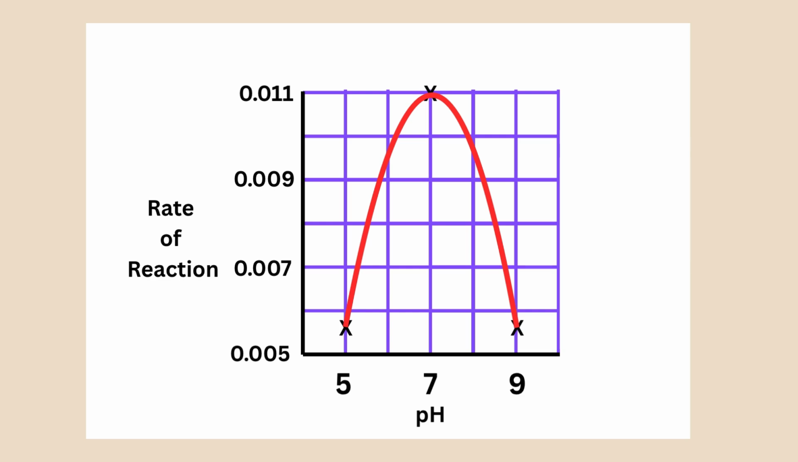Finally, we've plotted a graph of rate of reaction against pH, and you can see the rate of reaction at pH 7 is the highest, whereas at 5 and 9 it is lower.